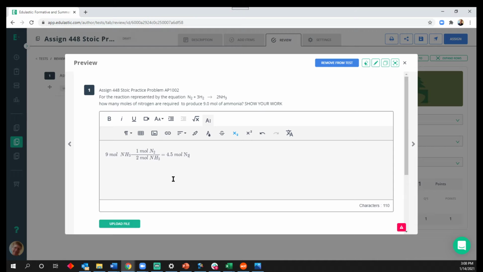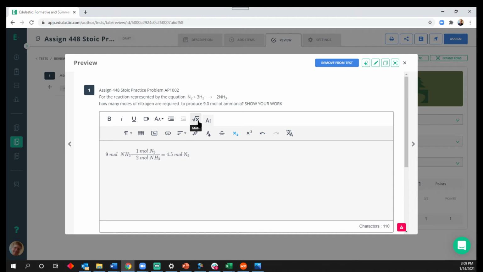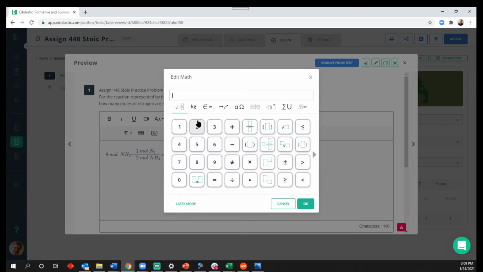All right, so now that you know what the answer is supposed to look like, now when you're doing these problems, one way to do it, and I recommend this, is to write your answer on a piece of paper. And then once you see it all in front of you, then you can type it in using the math tool. So let's do that. The math tool is up here. Click on that square root with the X sign in it, and that calls up your math tools.